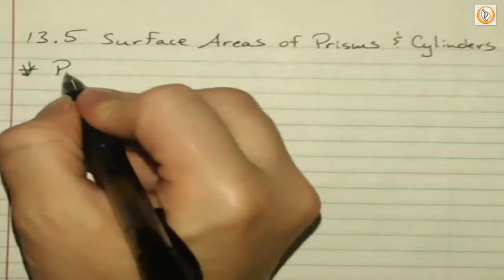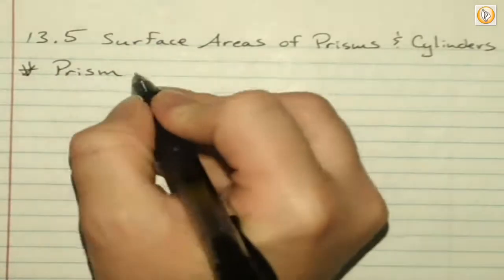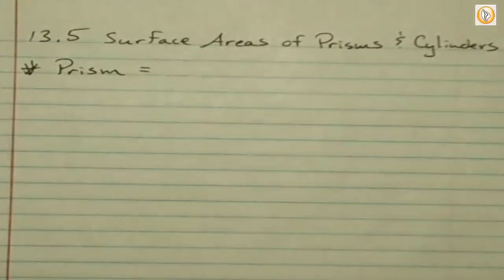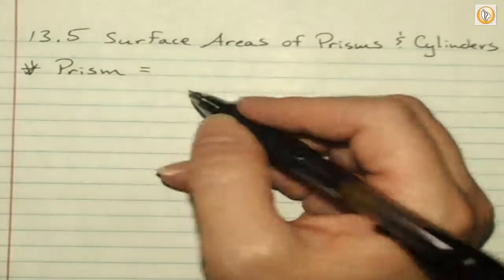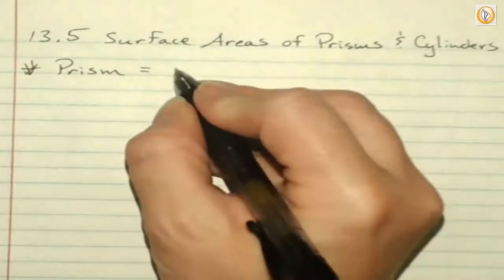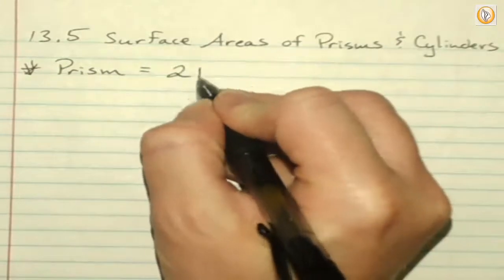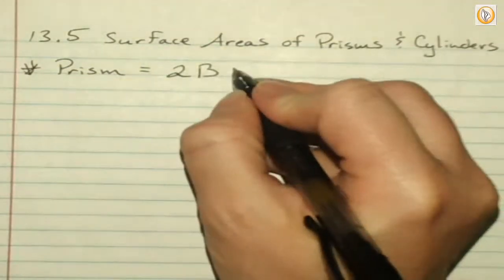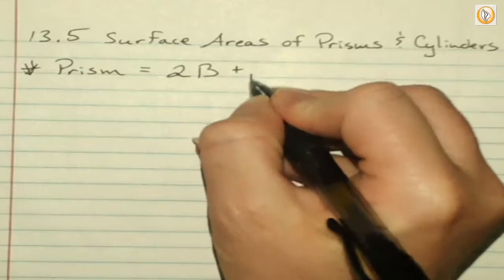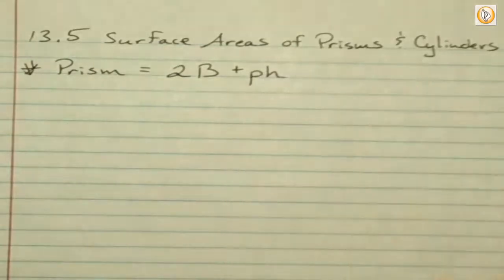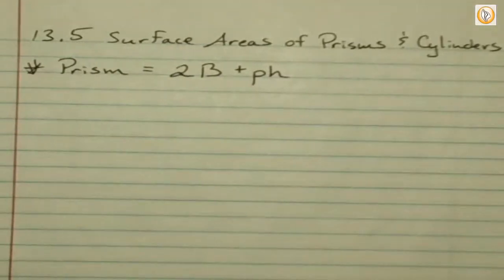So for a prism, now you know a prism can be all different kinds of shapes, right? This could be a prism. This could be a prism, right? We can have all different kinds of shapes. Well, for any prism, it's 2 times a big B plus P times H. And I'll explain what those are.